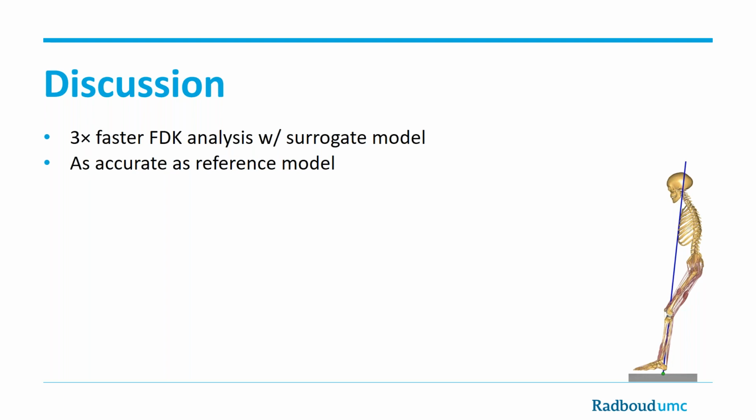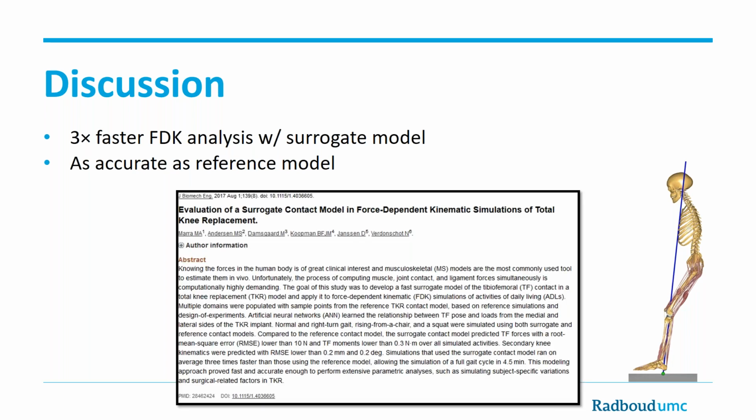So we could conclude that we can replace the contact model in the original AnyBody model with a surrogate to speed up computation, which could be of help when performing parametric studies or optimizations. If you are interested in the details of this, we published a paper in the Journal of Biomechanical Engineering, which tells all the details on the fitting of the networks and the testing accuracy results.